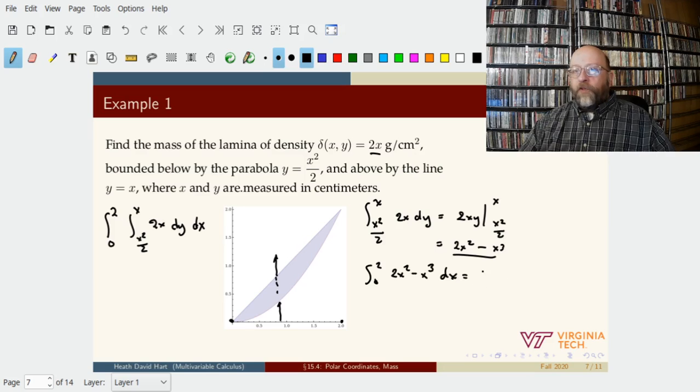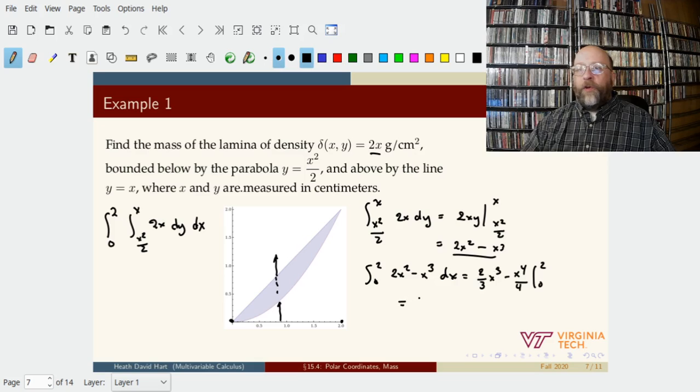The integral of 2x squared is 2/3 x cubed. The integral of x cubed is x to the 4th over 4. Plug in 0 and plug in 2. When I plug in 2, this is 2/3 times 8, which is 16/3. When I plug in 2 here, this is 16 over 4, which is 4. Okay? And then when I plug in 0, I get 0. And so 16/3 minus 4 is 12/3 is 4/3.